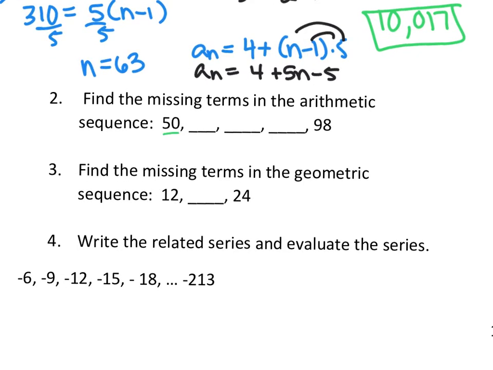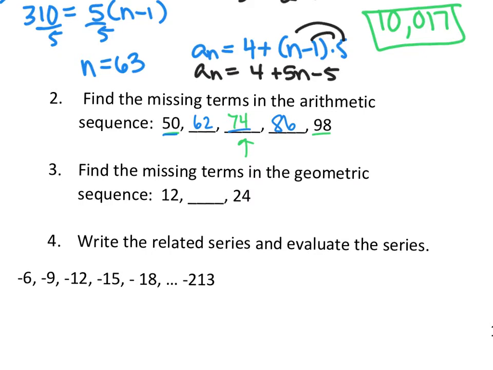Okay, number 2, find the missing terms in the arithmetic sequence. So what you're going to do is you're going to figure out this one, you need to average out 98 plus 50 and divide it by 2 and get 74. Then you're going to take the average of these two. 50 plus 74 divided by 2 is 62. Then you're going to add up 74 plus 98 divided by 2 and get 86.